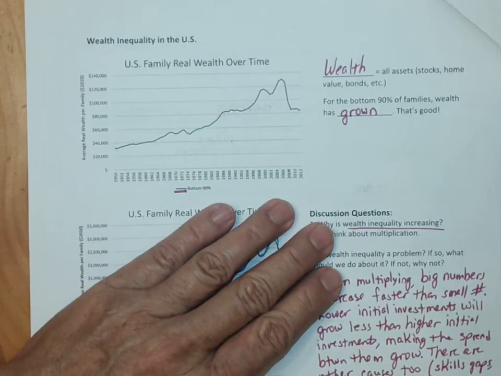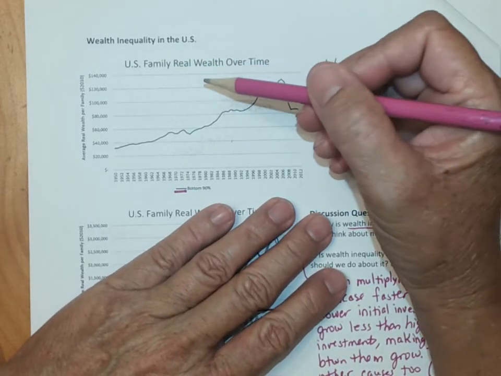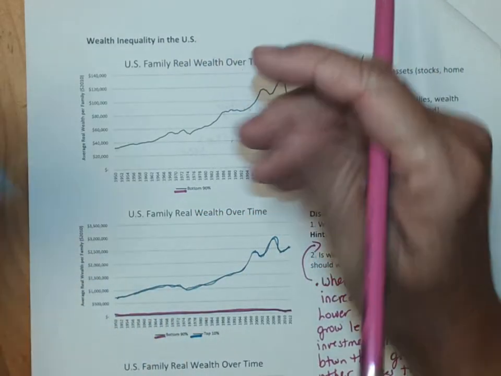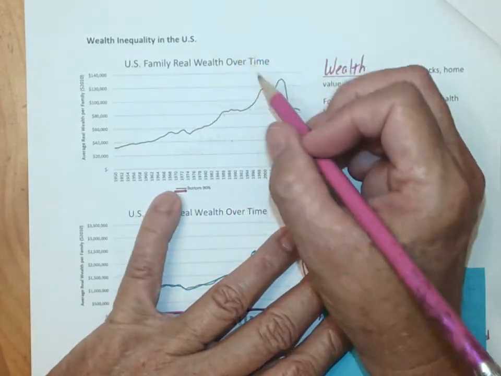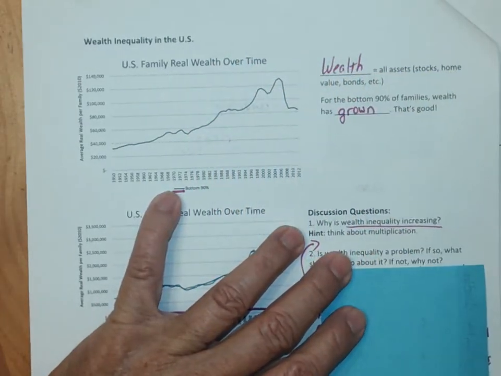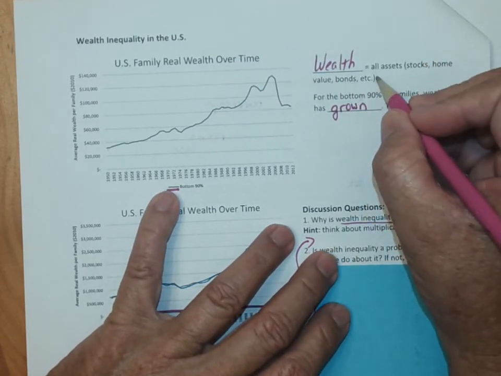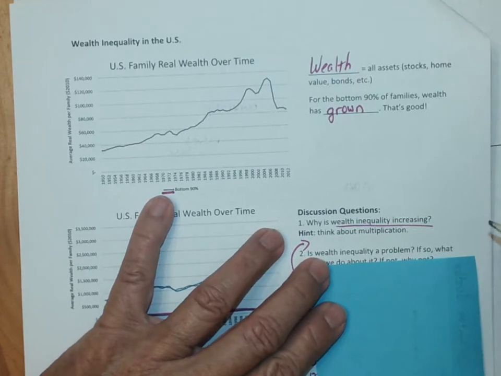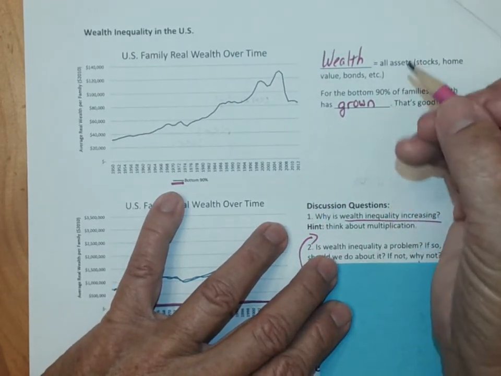And now the crux of our question and the reason we study stats is to be able to look at things in the real world. So let's take a look here at the US family's real wealth over time. And we're defining wealth as all your assets, your stocks, your home value, bonds, anything that contributes towards your money or your net positive, basically.